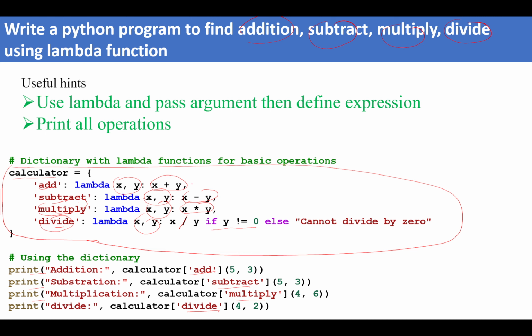But here you are not passing any arguments. What is the actual value of x and y? You have to write this here. We are going to add 5 plus 3, and similarly subtract 5 minus 3, multiply 4 by 6, and divide 4 by 2. Okay, so this is all about the basic overview of lambda functions.